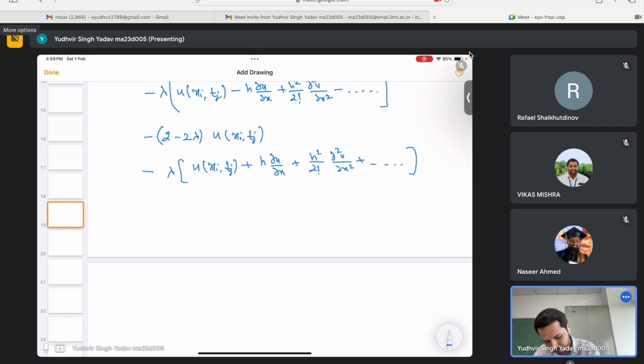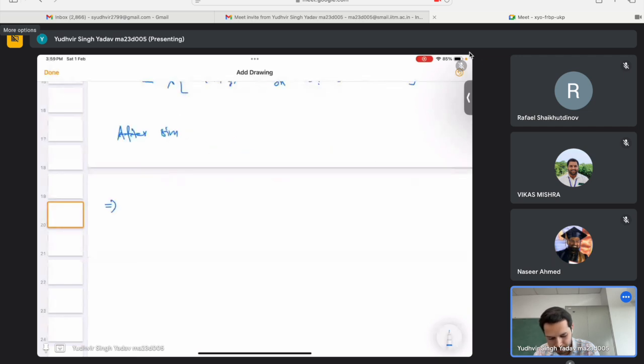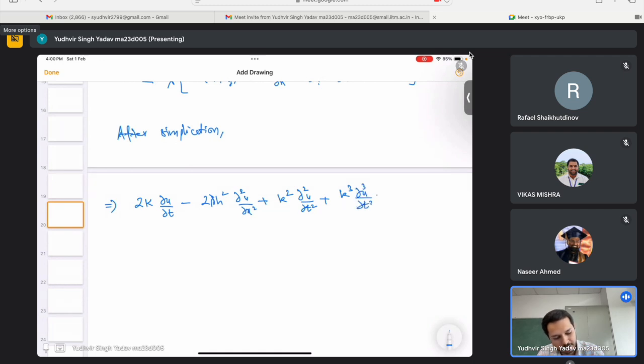So after simplification, or cancelling out the terms that are repeating, we will get 2k del u by del t minus 2 lambda h square del 2u by del x square plus k square del 2u by del t square plus k cube del 3u by del t cube and lambda h square k square del 3u by del x square del t, and so on.